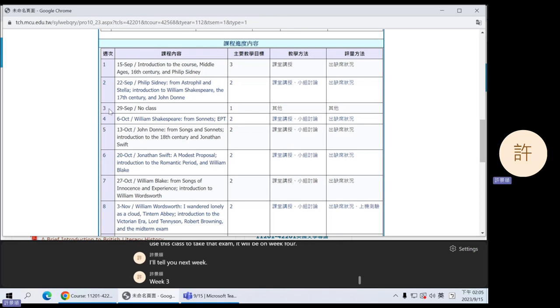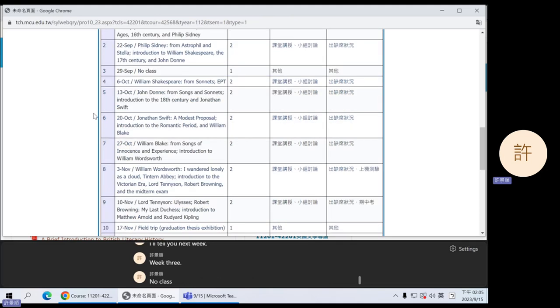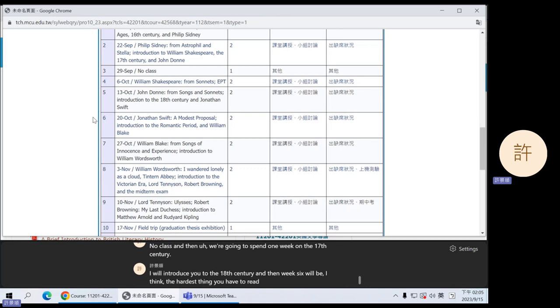Week three, no class. And then we're going to spend 1 week on the 17th century. I will introduce you to the 18th century. And then week six will be, I think, the hardest thing you have to read this semester.